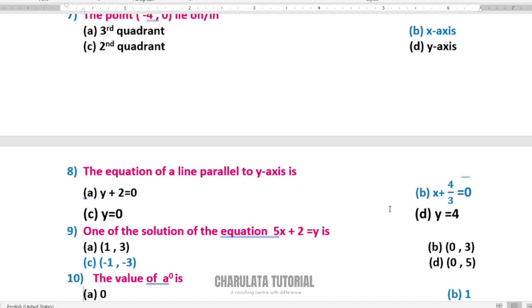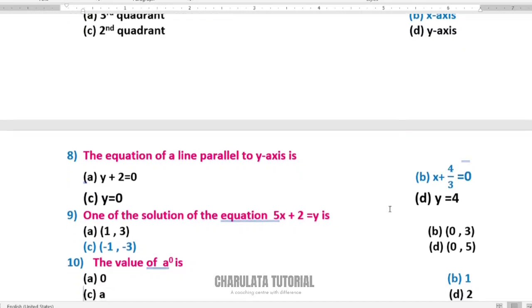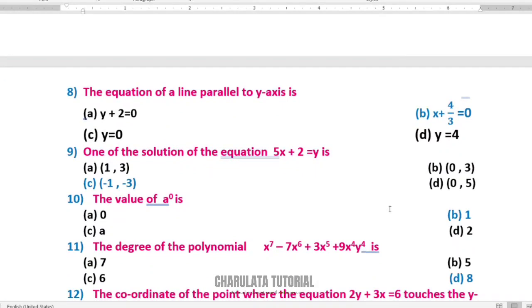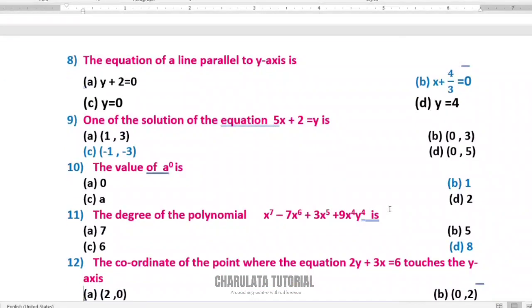The value of a to the power 0 is... we know that anything to the power 0 equals 1, correct option is B. The degree of the polynomial x^7 - 7x^6 + 3x^5 + 9x^4y^4 is... in this case most of the students make a mistake, they give the answer as 7, but it is not 7, it is 8, because in the last term the power of x is 4 and y is 4, so the degree is 8.